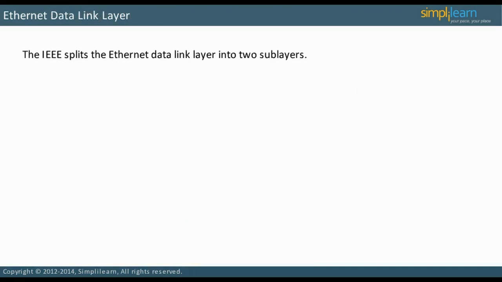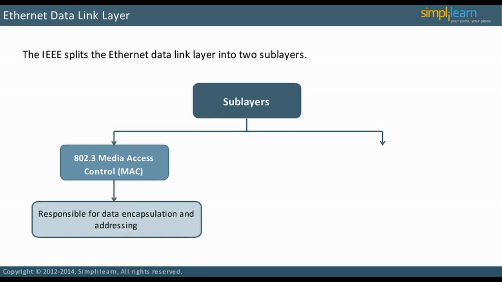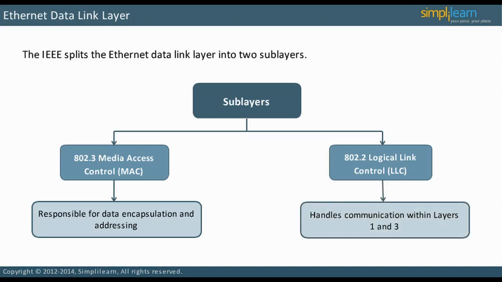The IEEE splits the Ethernet data link layer into 2 sublayers. The first layer, 802.3 Media Access Control, MAC, is responsible for data encapsulation and addressing. The second layer, 802.2 Logical Link Control, LLC, handles communication within layers 1 and 3. When Layer 1 bytes are received, they are framed and encapsulated into the Layer 2 datagram called a frame. When a Layer 3 packet is received, it is decapsulated. The Internet Protocol IP header is stripped, leaving a frame. Let us find out about a Media Access Control address in the following slide.